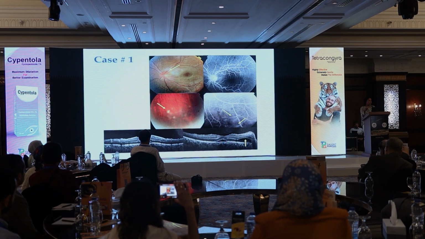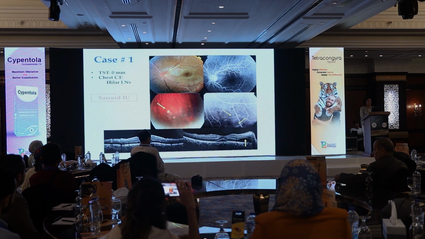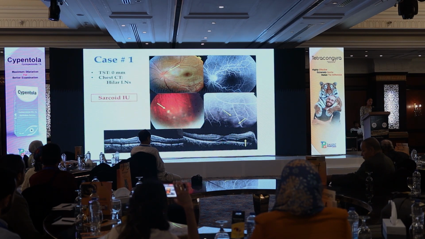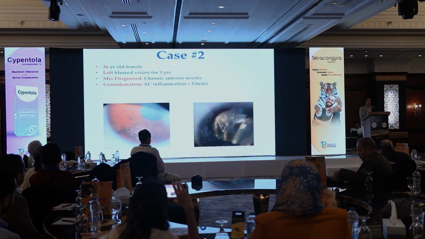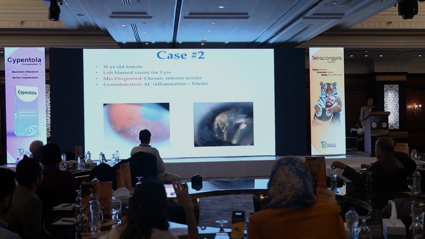Once we proceed with the investigations, we find that there is something around the disc. There is disc edema, there are snowballs inferiorly, and on the fluorescein there is peripheral retinal vascular leakage and neurosensory detachment. And then when we proceed with the investigations, we find that she has hilar lymphadenopathy, anergy on the tuberculin skin test, and we discover that this patient is actually a sarcoid intermediate uveitis patient. Case number 2 is for a 36-year-old female who has had left blurry vision for 3 years.